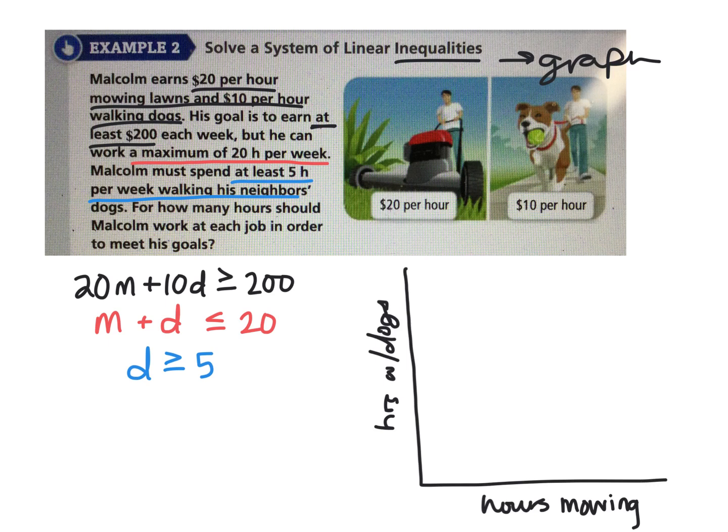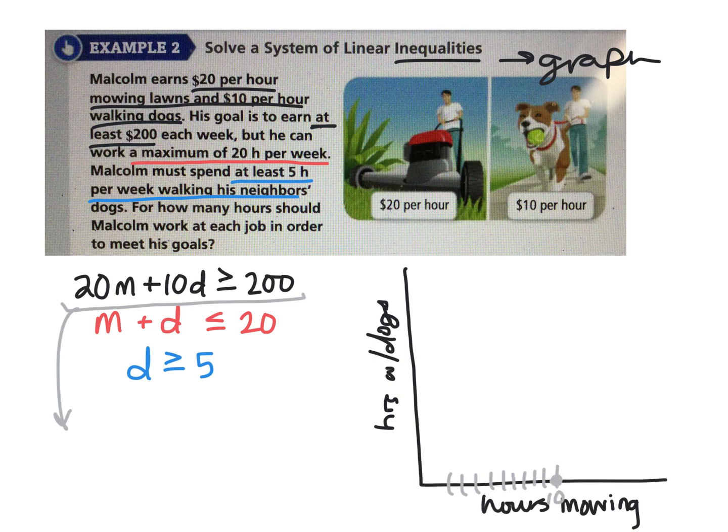So as a reminder from Algebra 1, when we're graphing things that are in standard form, one of the easiest ways to do that is to do intercepts. So in this first equation, the 20m plus 10d is greater than or equal to 200. If all he did was mow lawns, he would have to mow 10 lawns. All right, so here's my point at 10.